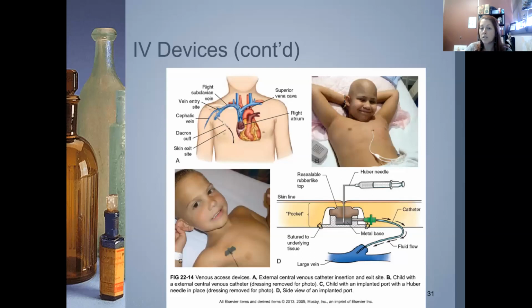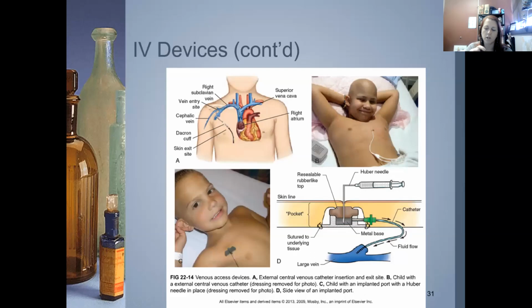Or either of those power ports. Power ports are used in kids. You won't necessarily see them in younger kids, because the basic difference between a regular port and a power port is that the power port can be given at high flow rates. So there are differences in how fast you can administer medications with them.